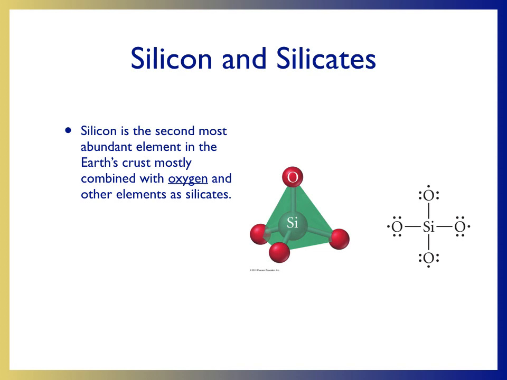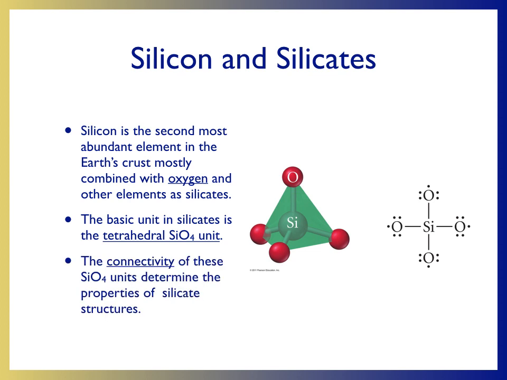Silicon, however, is the second most abundant element in the Earth's crust, and typically combines with oxygen and other elements to form what are known as silicates. In a silicate, the main unit is the tetrahedral SiO4 unit, which has silicon bonded to four oxygen atoms in terms of single bonds. We can connect these SiO4 subunits together to form a variety of different silicate structures. We're going to take a look at a select few of these structures.